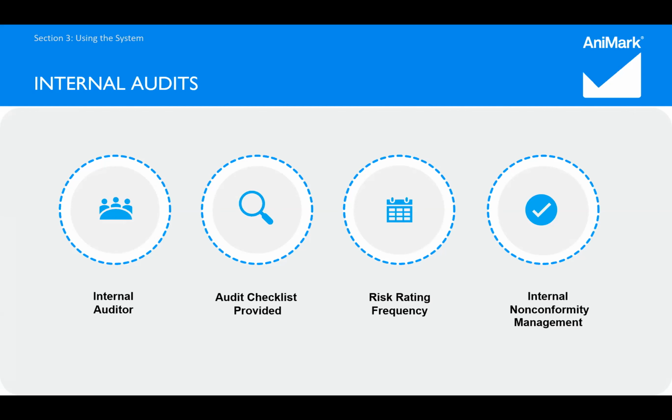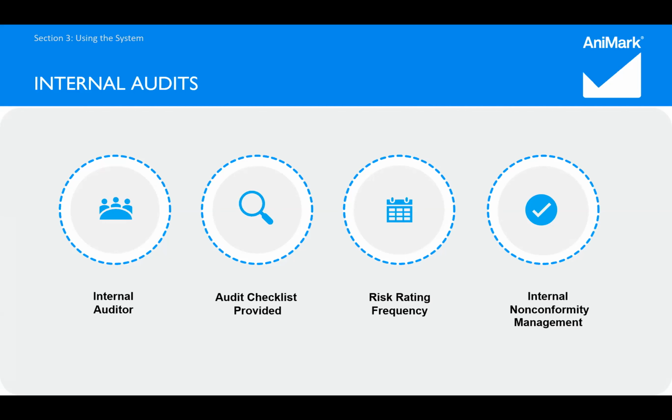Alternatively, if you have the internet connection, you can use a tablet or a mobile to complete the checklist while you're on the go. The internal audit checklist is specific to your scope of certification. That is, if you're an exporter, you'll only get questions about being an exporter. If you're a feedlot, you'll only get questions about being a feedlot.